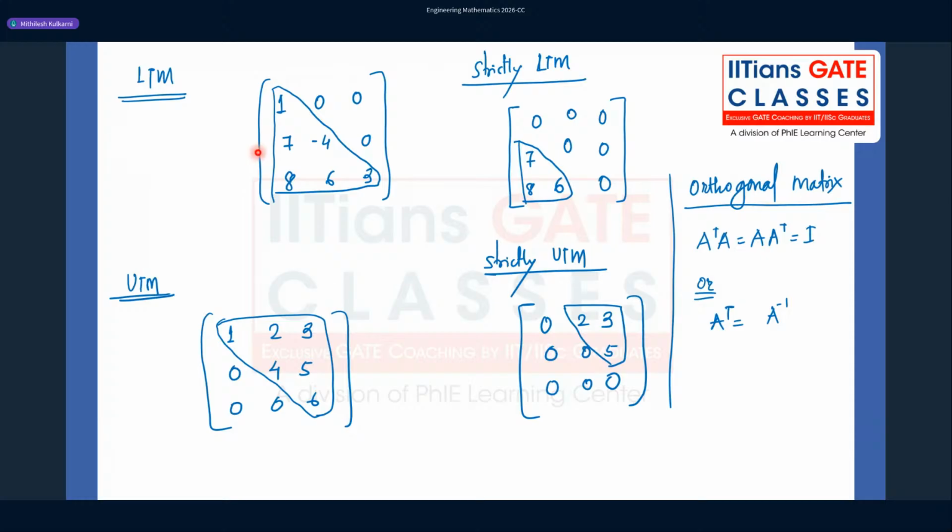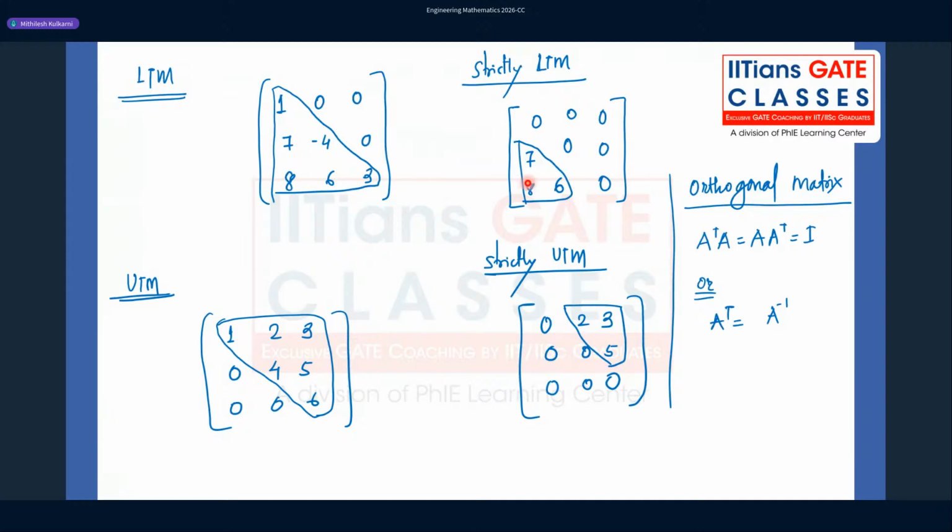If the elements on the upper triangle are 0, we call it a lower triangular matrix. And if the elements on the upper triangle are non-zero and on the lower triangle are 0, then we call it an upper triangular matrix.